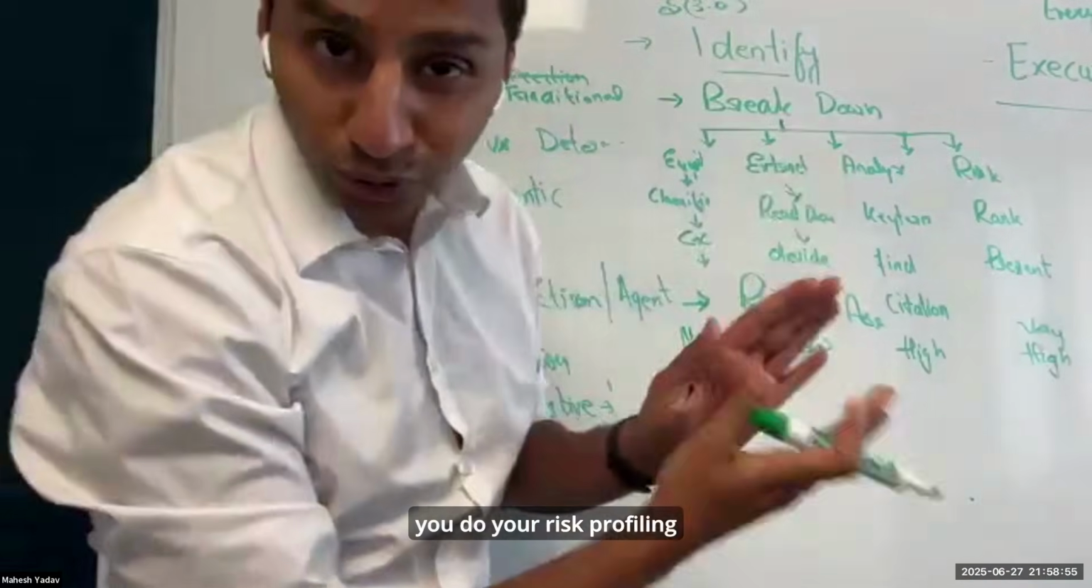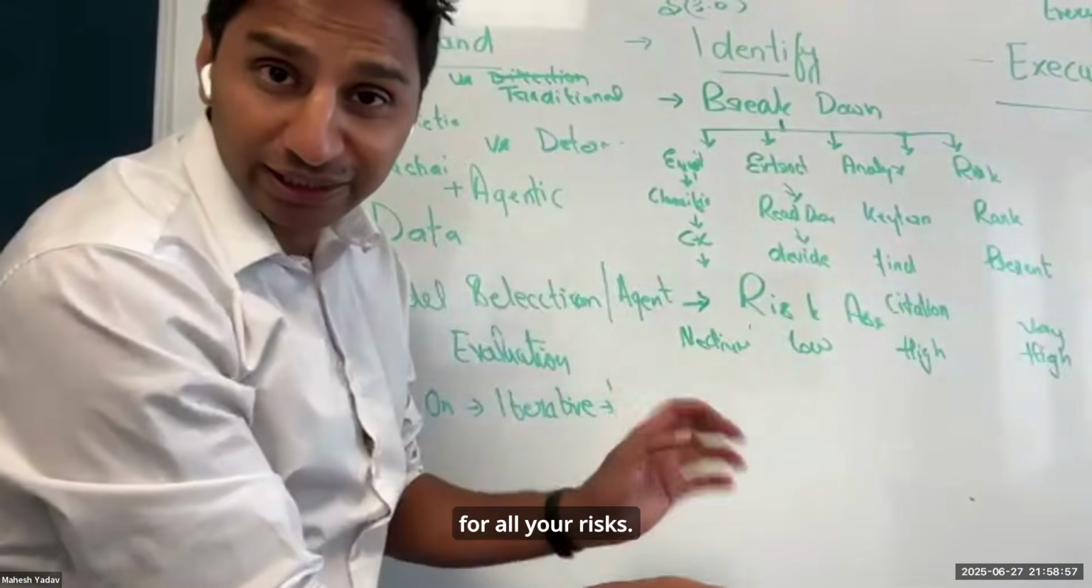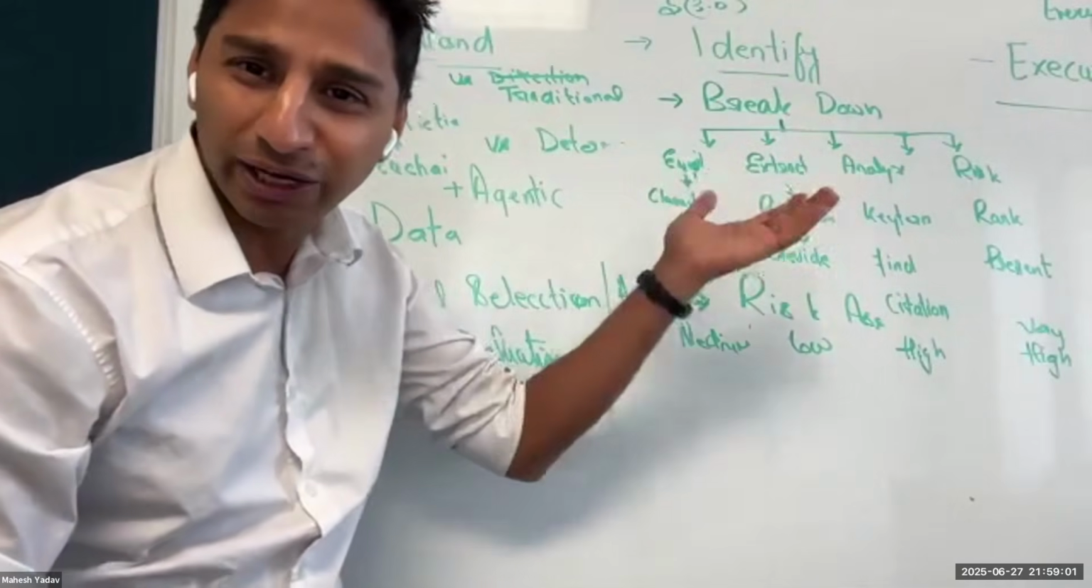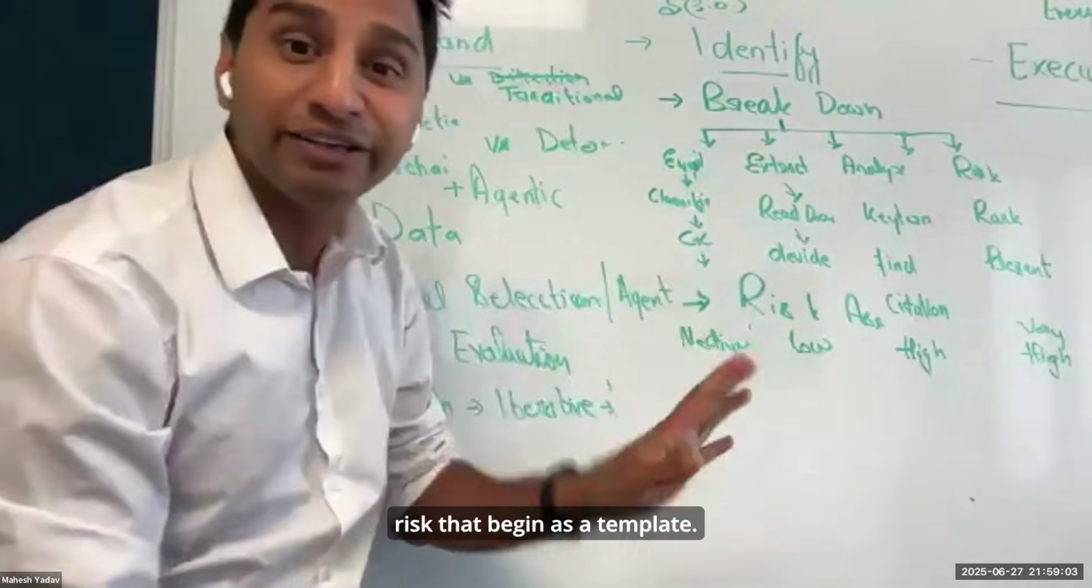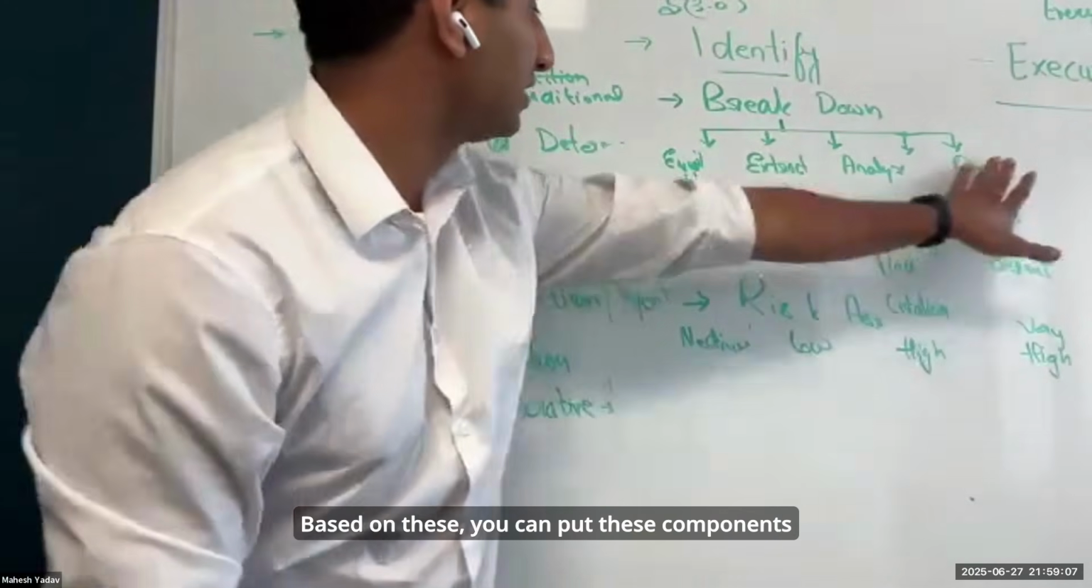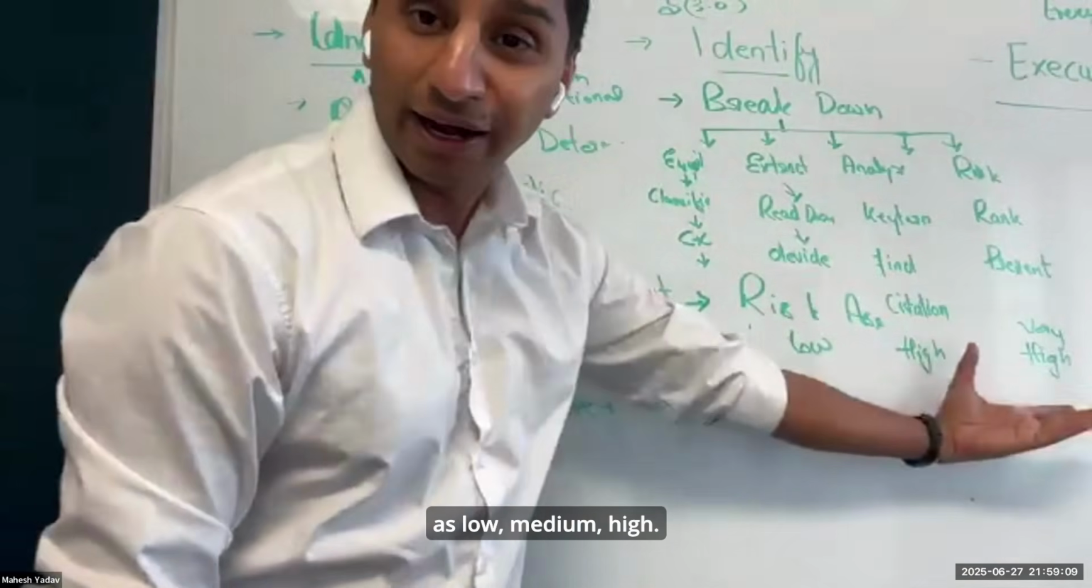Once you know the risks, you do your risk profiling for all of them. In our detailed documentation, we have around 12 to 15 risks that we give you as a template, and then you figure out these risks. Based on these, you can put these components as low, medium, high.